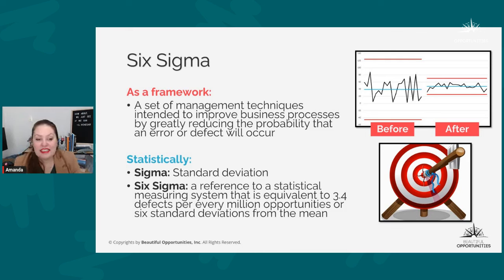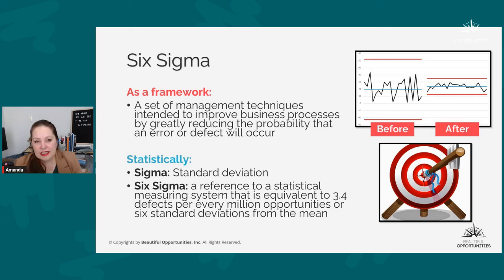The other methodology is Six Sigma. Now, Six Sigma is a bit confusing because we talk about it as a framework and we talk about it as a statistical measure. So, as a framework, this really developed from Motorola, from Honeywell, and then Motorola, and then GM picked it up. And GM told everybody they saved billions of dollars, and everybody started picking it up and running with it. And so, really, as a framework, it's a set of management techniques intended to improve business processes by greatly reducing the probability that an error or a defect will occur. And this is where we're really going to be focused here, is that defect. We want to reduce the number of defects.